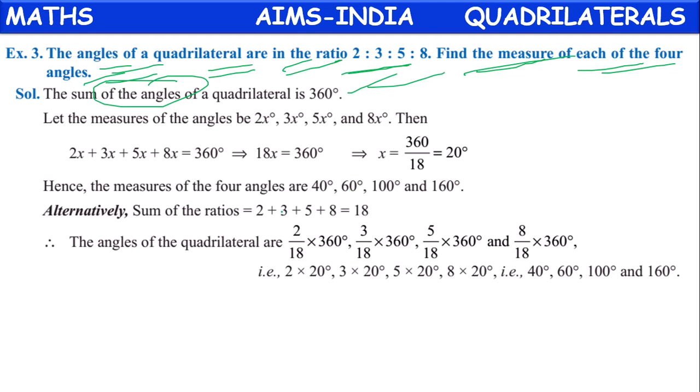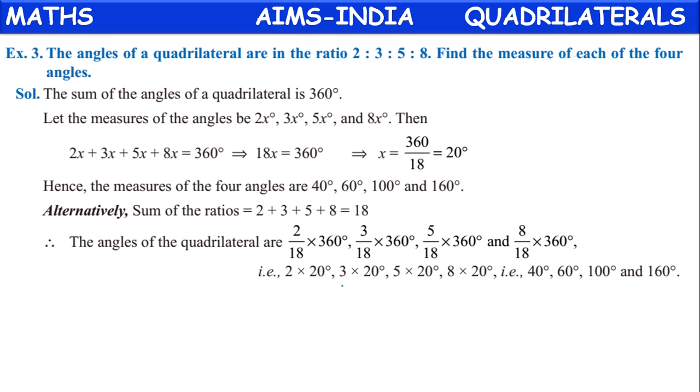So they asked us to find angles, and we have got the angles. But for finding this, one more method is there. The total sum of all angles is 360 degrees, we know. The angles are in the ratio 2:3:5:8. What is the sum of ratios? 2 plus 3, 5, 5 plus 5, 10, 10 plus 8, 18. In total we have 18 parts.